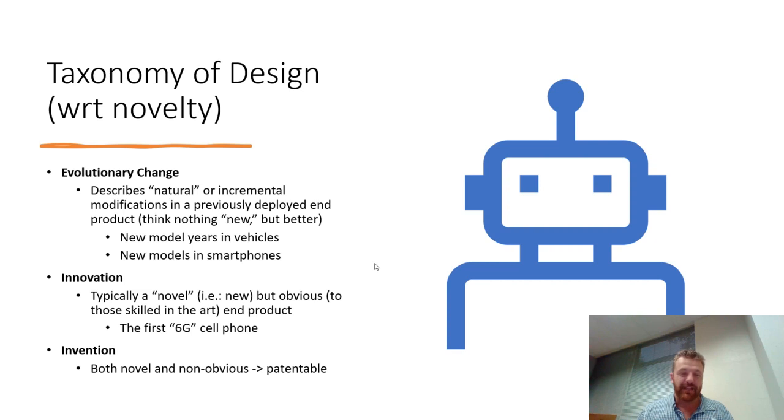Another example would be a new model of a smartphone, like moving from the Pixel 6 to the Pixel 7. Yeah, the camera's a little bit better. There's better AI built in terms of the photo editing technology and whatnot, but it's just a natural, evolutionary change, right?